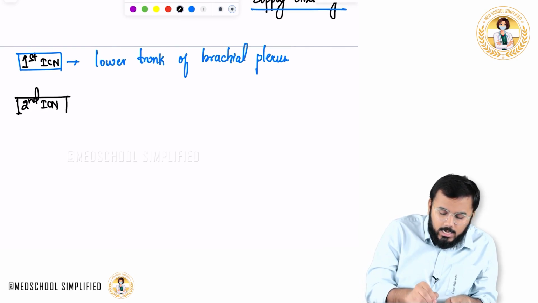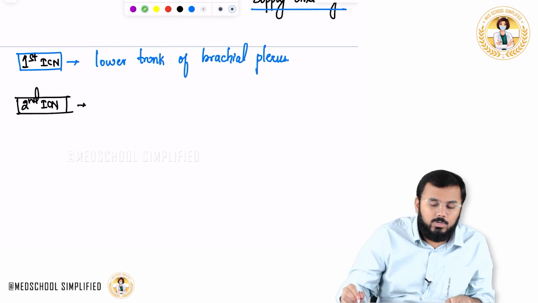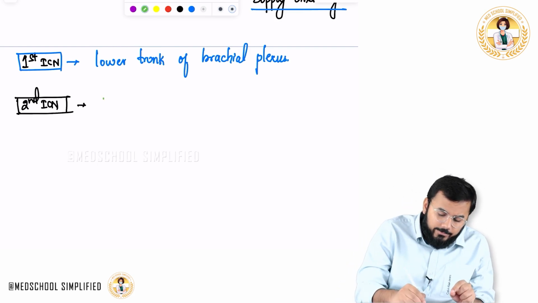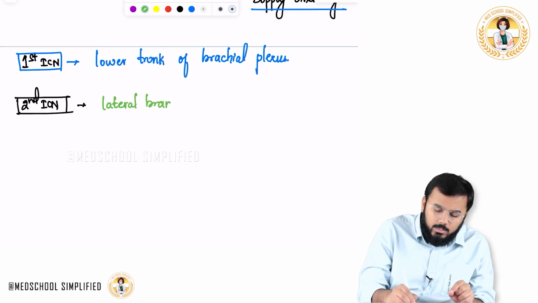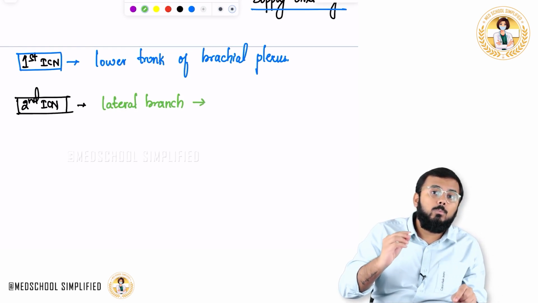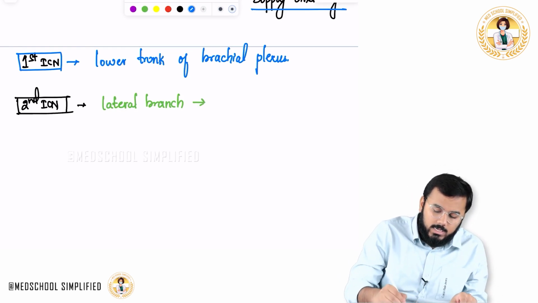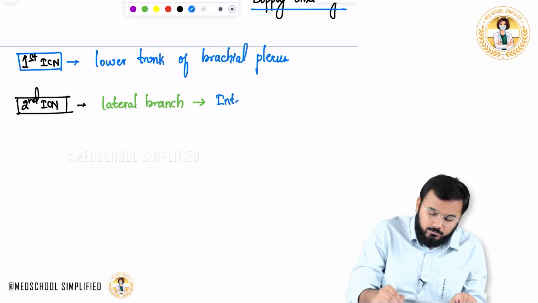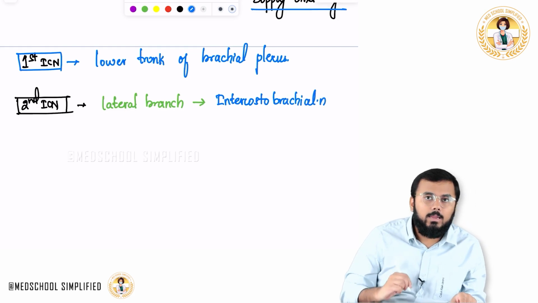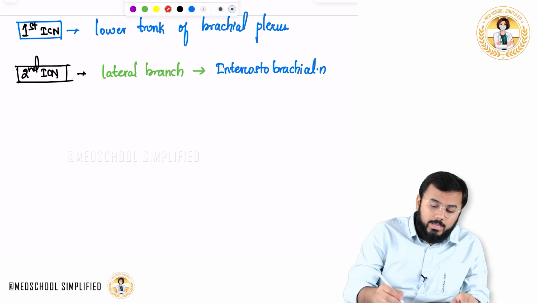Second important thing, that is the second intercostal nerve. If you look at the second intercostal nerve, it has one small branch that is called the lateral branch. The other name for this lateral branch is the intercostobrachial nerve. So where does this intercostobrachial nerve supply?